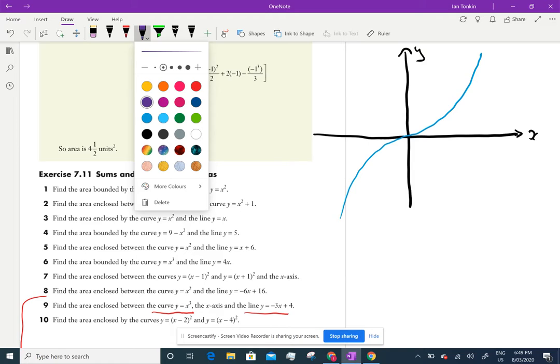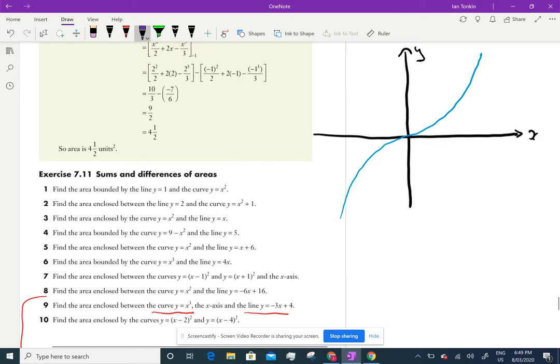Now, we know that this is a straight line. It has a y-intercept of 4, so I'll go about there. A gradient of minus 3, which makes it reasonably steep, and I need to find the x-intercept. So let's draw it down like that. So they're my 2 curves. Here's my y equals x cubed, and here's my y equals minus 3x plus 4.